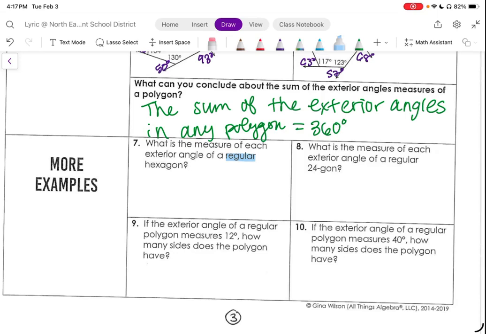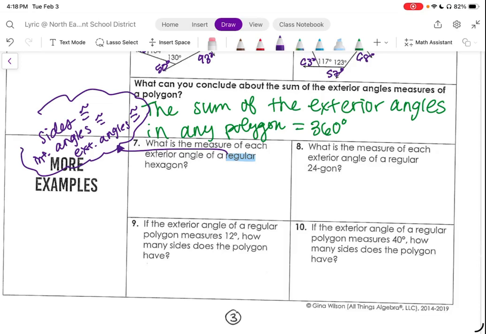But let's remember, what does it mean for a polygon to be regular? Regular means that all of the sides are the same length, all of the interior angles are the same, which means all of the exterior angles are the same too. Sides congruent, angles congruent, and this is interior angles, and exterior angles congruent. So regular means that all of its parts are congruent.